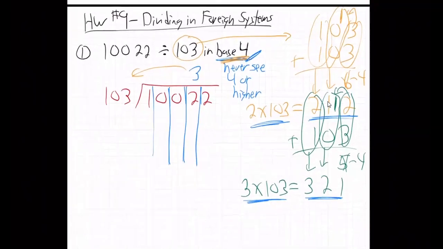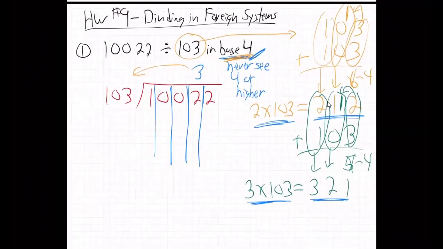So if you're in base 6, you only go up to 5. You're never going to see a 6. If you're in base 5, you only go up to 4. You're never going to see a 5. If you're in base 4, you only go up to 3 because you're not going to see a 4. So we're done. We've got our times tables. We're ready to go. Now let's go back to the problem.